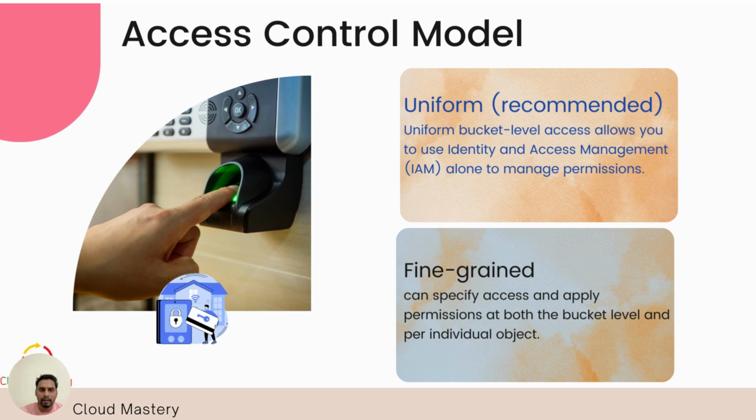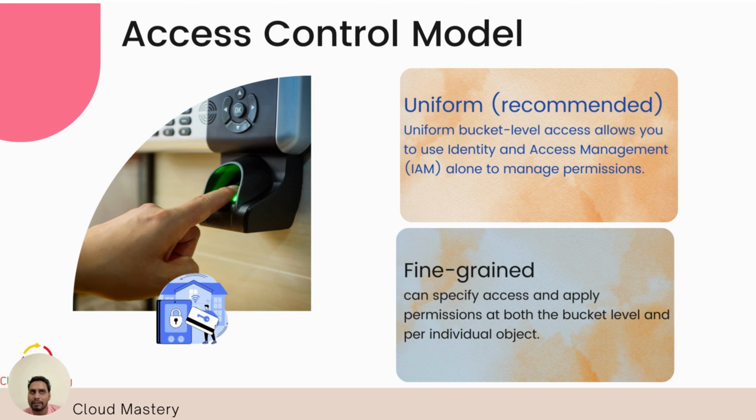Let us talk about the access control model. When you create a bucket, you should decide whether you want to apply permissions using uniform or fine-grained access. These are two different types. Uniform bucket-level access allows you to use IAM alone to manage your permissions. So you cannot use ACLs, which means you cannot manage permissions for the individual objects within your storage bucket.